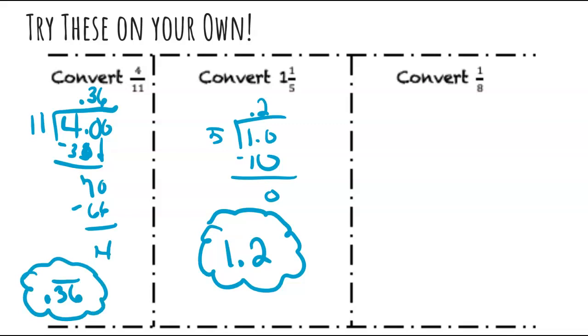Drop the 1 in the house. 1 divided by 8. Put in my decimal straight up to the top. Add my 0. And I divide normally. Sorry about the bad handwriting.